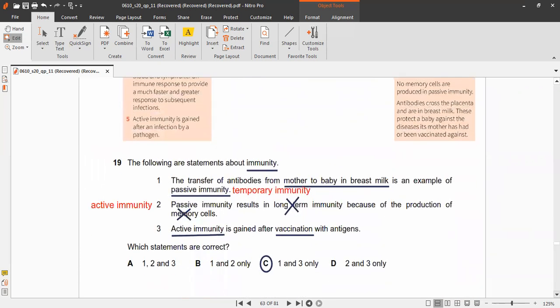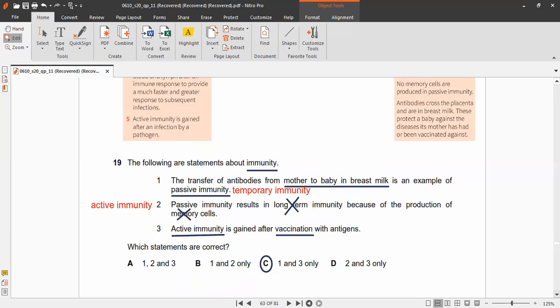The following statement about immunity. The transfer of antibodies from mother to baby in breast milk is an example of passive immunity. Yes, and also temporary immunity is correct. Passive immunity results in long term? No. Because of production of memory cells? No.